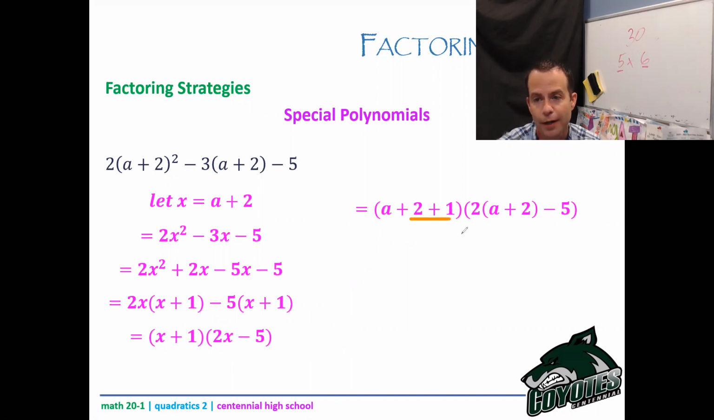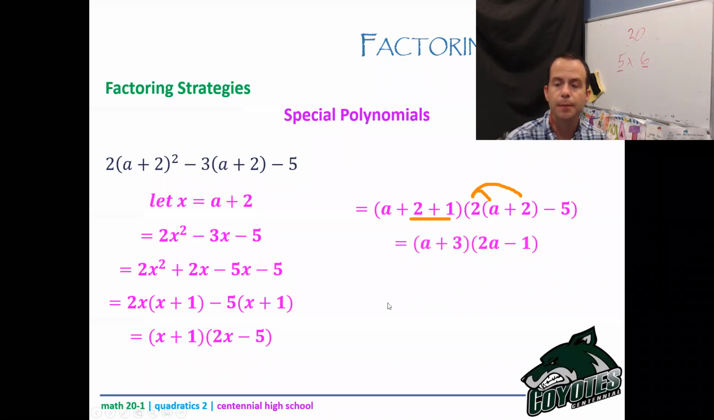2 plus 1 is 3. So I'll call that guy a plus 3. And then I'd have to distribute this guy. So that's 2a plus 4. And then I'd have 4 minus 5 there. So that's going to end up being 2a minus 1. Okay, so my simplified version of that would be a plus 3 times 2a minus 1.